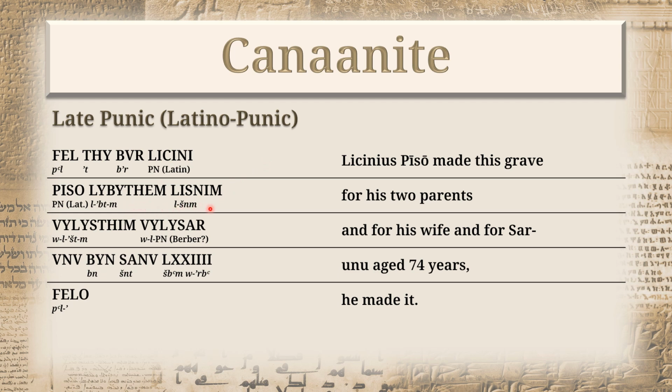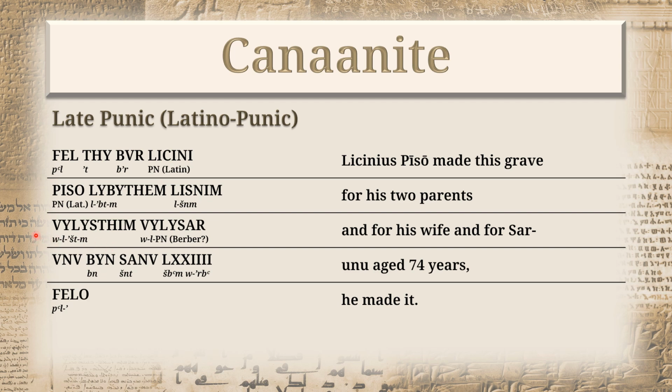Libetim lisnim. So if we have y here, like in this word and this, it was probably schwa, so this is t, and this is libetim. And you see, libetim is, in Hebrew you would say le'avotho, so for his parents. Lisnim, snim is shenayim, so for his two parents. Willistim, and for his wife. And you see Willistim, in Hebrew you would say Wule Ishto.